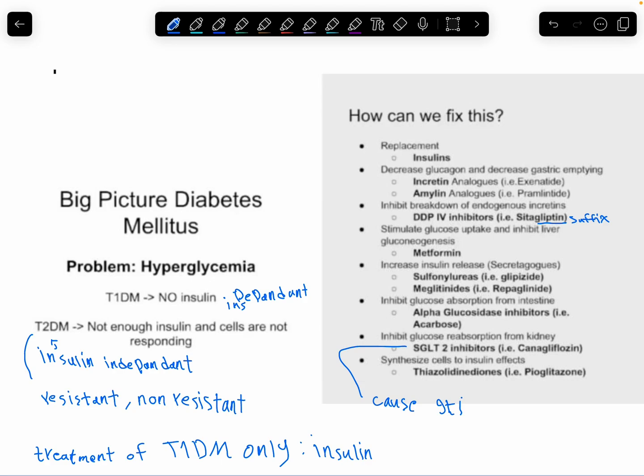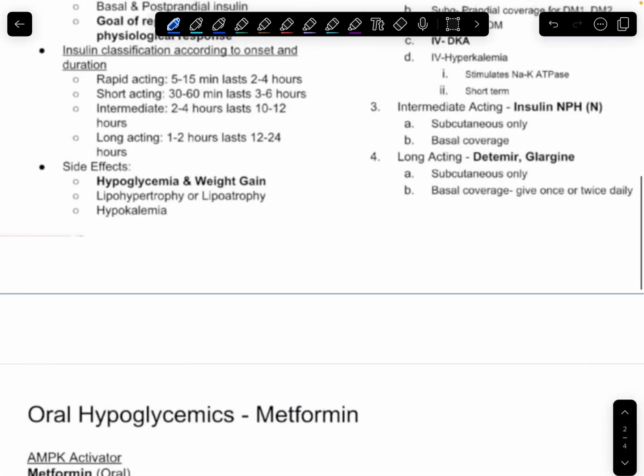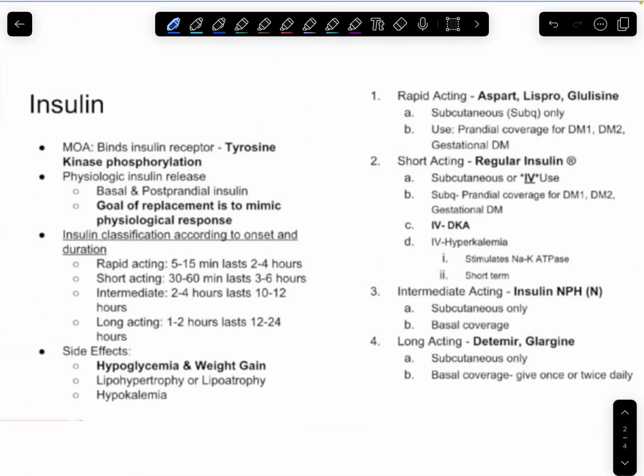First one is replacement. Replacement is directly related with type 1. Okay? Now, insulin. As you already discussed here, insulin receptor substrates, IRS. What is important? This is the mechanism or mode of action that binds to insulin receptors, tyrosine kinase phosphorylation.